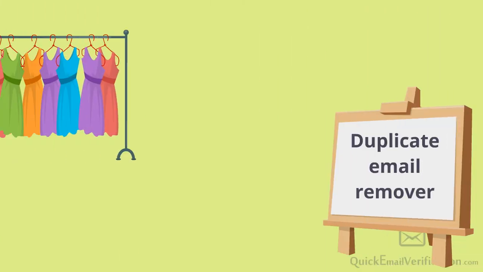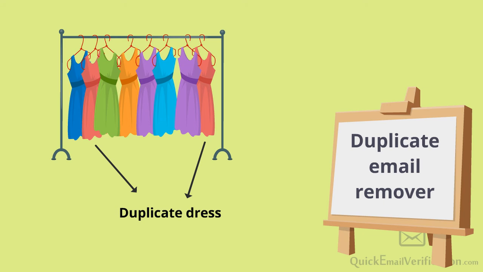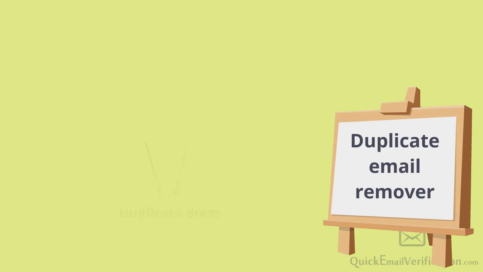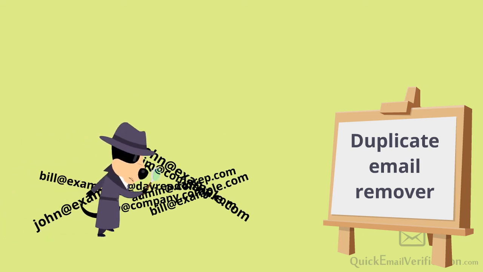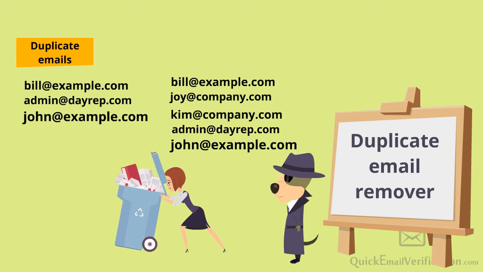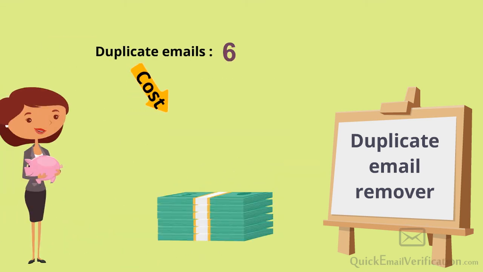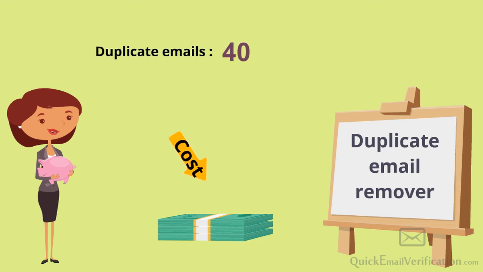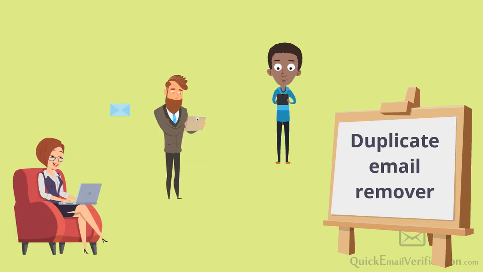Your mailing list may have some email addresses repeated multiple number of times. An email verification system will keep only one such address and remove all other duplicate addresses. This is done to make sure you don't waste money on sending duplicate emails. Besides, your contacts will be irritated if you send them the same email multiple times.